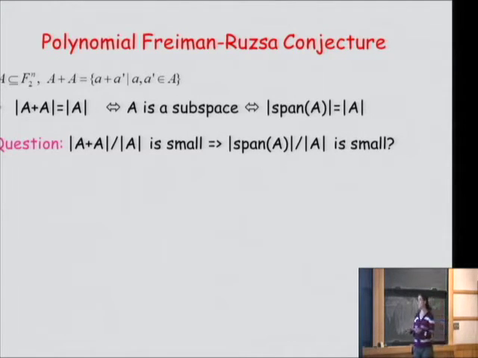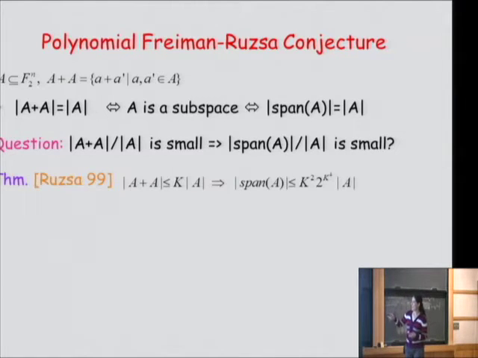Or in other words, whether the fact that the ratio of the size of A plus A over the size of A is small also implies that the ratio of the size of span A over the size of A is small. And a theorem by Ruzsa from 1999 says that this is indeed the case: if the size of A plus A is at most k times the size of A, then the size of span A is at most some exponential function in k times the size of A.